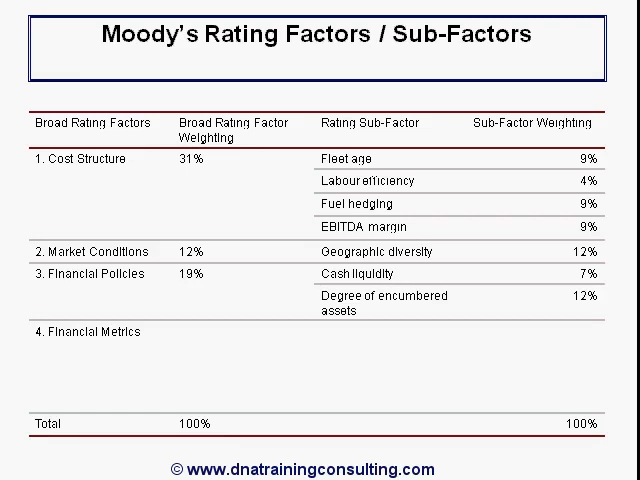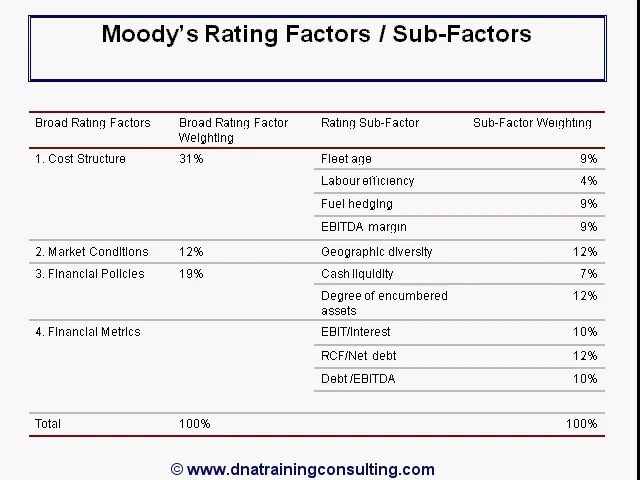Finally, under financial metrics, EBIT to interest receives a 10% weighting, RCF to net debt 12%, debt to EBITDA 10%, and debt to capital 6%, which in aggregate means that the financial metrics category becomes the largest in importance at 38% of the total.